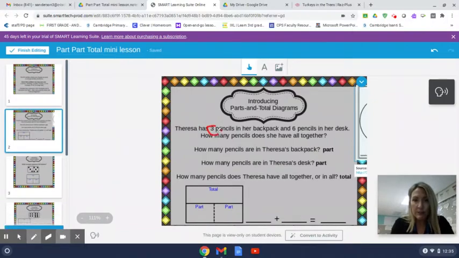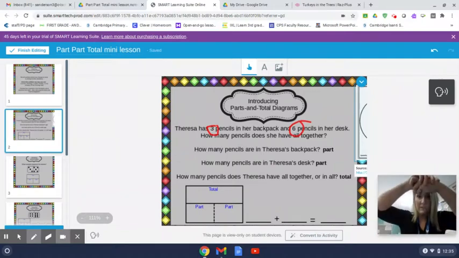3. And 6 pencils in her desk. We've got 2 numbers here. She has 3 pencils in her backpack, 6 pencils in her desk. How many pencils does she have altogether? Well, what are we going to do with those 2 numbers? We're going to take the 3 pencils and the 6 pencils and add them together to count all of the pencils.